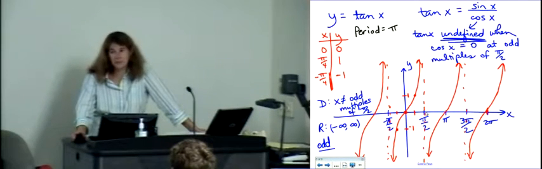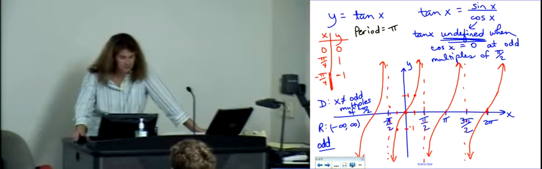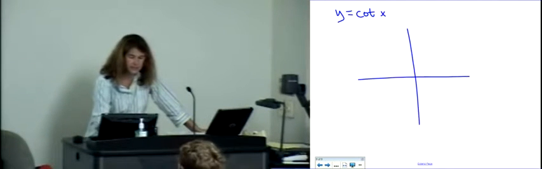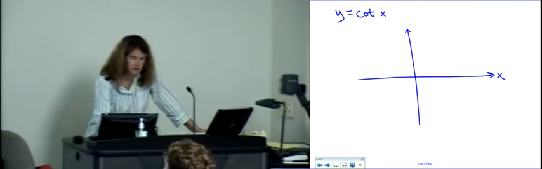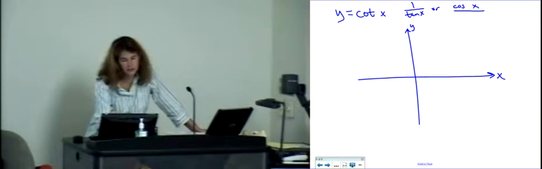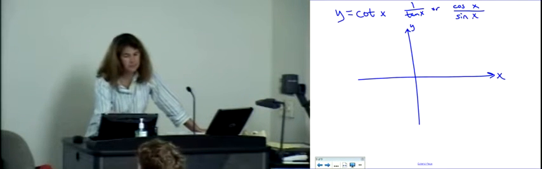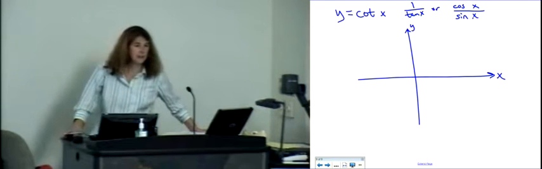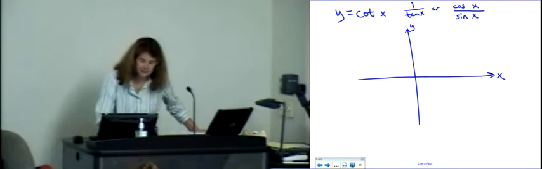So it is going to look a little different from this one. Let's see. y equals cotangent x. We know that's 1 over tangent x, or as we mentioned earlier, cosine x over sine x. And where the sine or the tangent is equal to 0, the cotangent will be undefined.